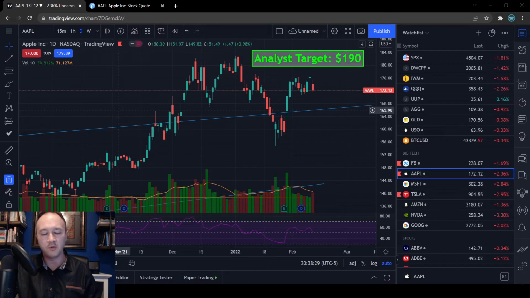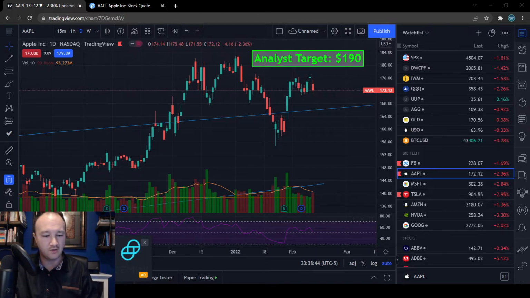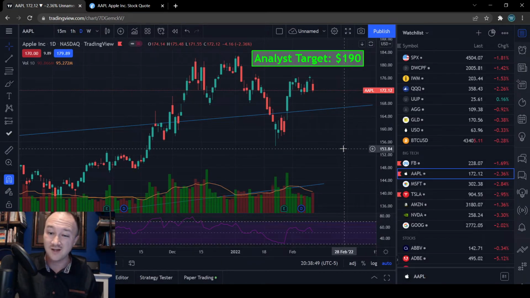So I have Apple pulled up as an example. This is going to be an indicator that you can use on any stock that has analysts tracking it, that have targets for it, right? Not all stocks have analyst price targets on them. There has to be an analyst out there willing to put a price target on that stock. So you might not have analyst targets on penny stocks. Some penny stocks might have one or two analysts on them, but not all, right?